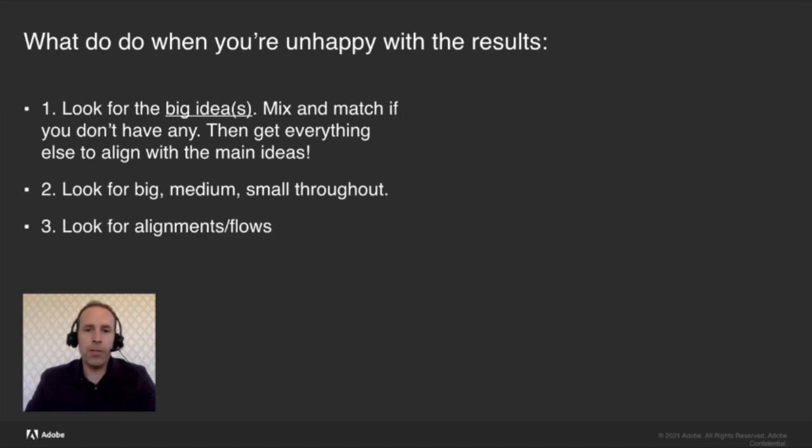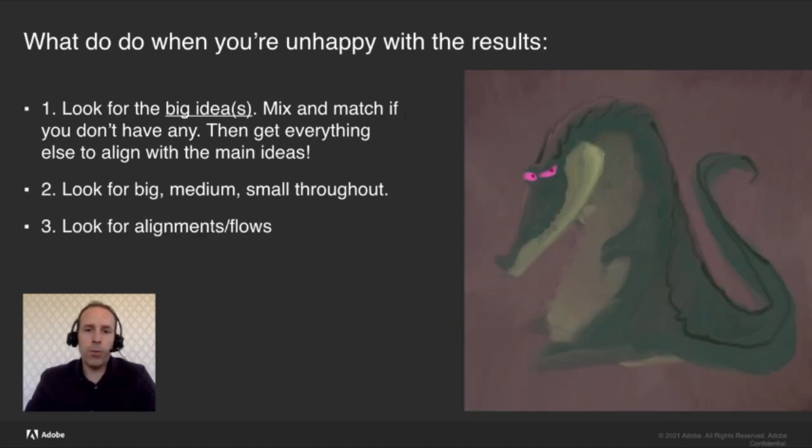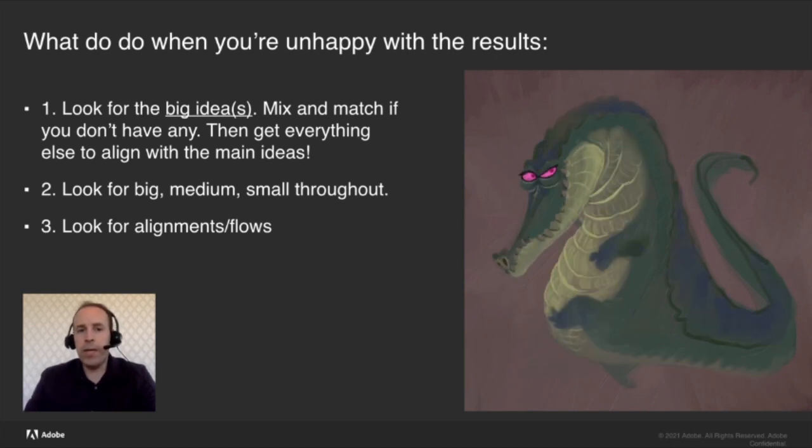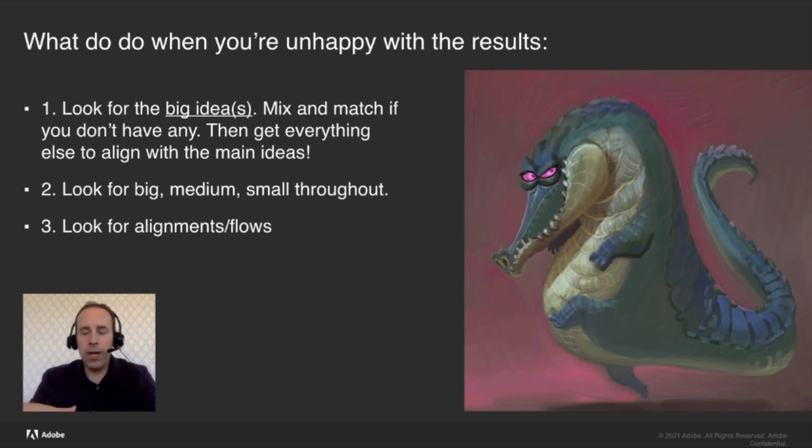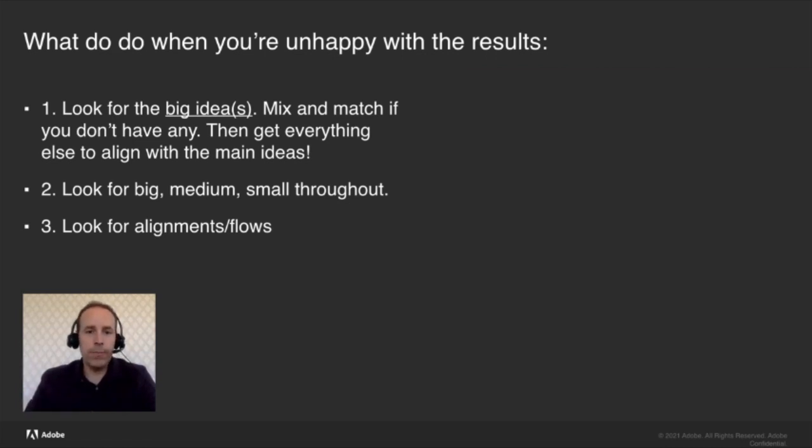Next, look for alignments and flows. Sometimes things are broken just because your shapes are all over the place. So look for how those shapes should be connected. What's the big shape that all of the shapes should be connected to? Or if you've got details throughout, are the details related to one another, or are they all just randomly placed?